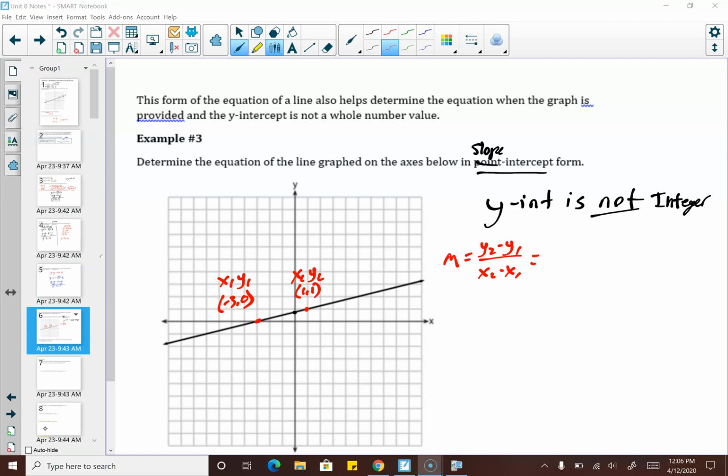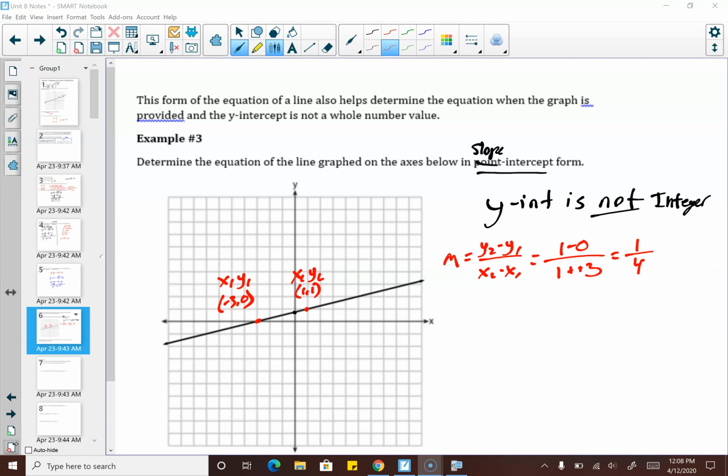So our formula is going to read y2, so 1 minus 0 over 1 minus -3. So 1 minus 0 is 1. 1 minus -3, so minus minus becomes plus plus, we get a 4. And then our slope there is 1/4. Okay, yes, you could have also counted it off the graph by going up 1 over 4, and you would have accomplished the same thing.